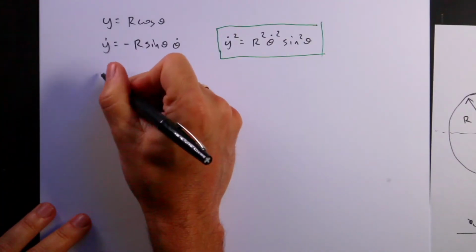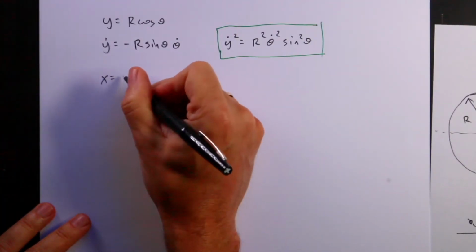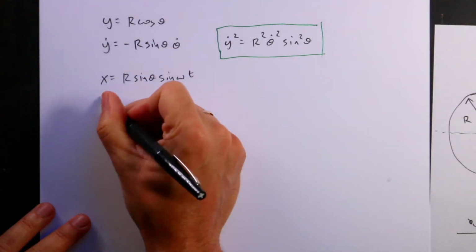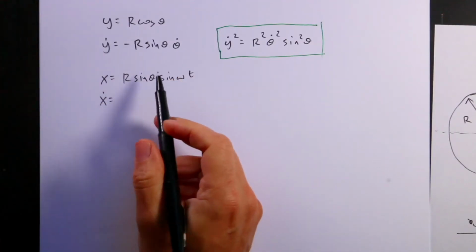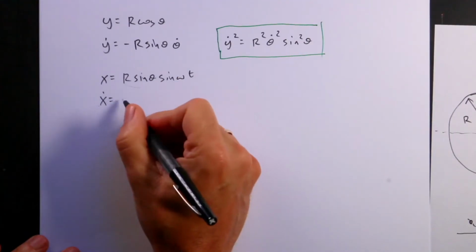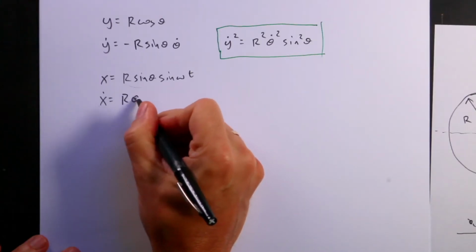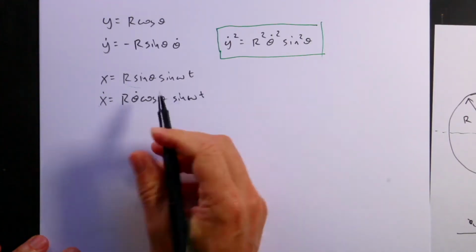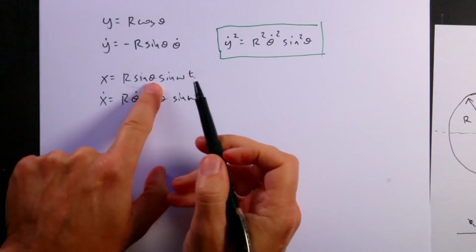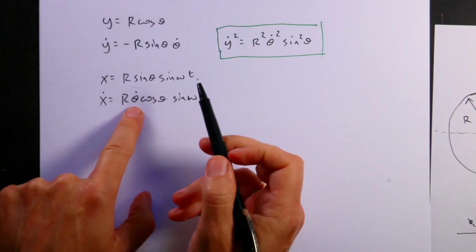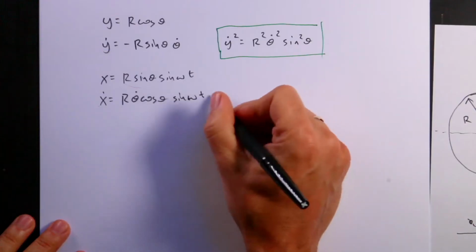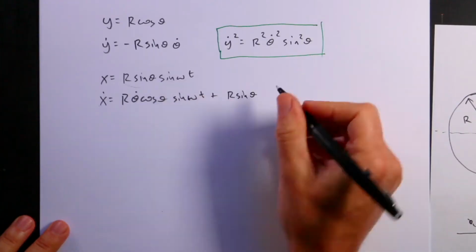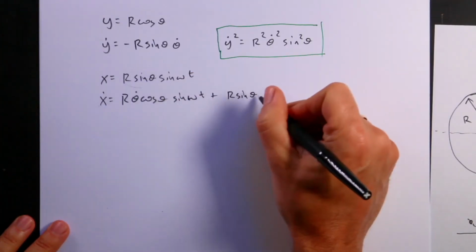Okay, now let's look at the x coordinate. So x equals r sine theta sine omega t. And x dot is going to be equal to, now I have a product rule here, so I'm going to take the derivative of this thing first. So I get r theta dot cosine theta sine omega t. I did skip a step there. I took the derivative of sine, which is cosine, then I have to take the derivative of the inside, which is theta dot, and I put it in front. Now I need to take the derivative of this part, so I'm going to say plus r sine theta. The derivative of sine omega t is cosine omega t times the derivative of the inside, which is omega.